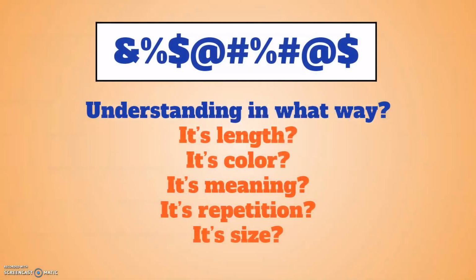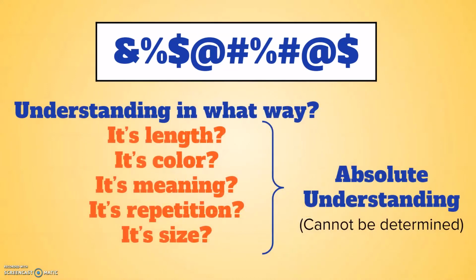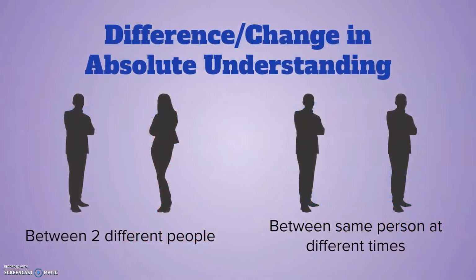How would you even begin to answer such a question, considering the multiple angles the word could be understood from? I've decided to denote understanding from every single possible angle as absolute understanding. This type of understanding is difficult, if not impossible, to quantify, as the number of perspectives that can be adopted is probably infinite. Even though absolute understanding cannot be quantified, the difference in understanding between two different people or between the same person at two different times can be.